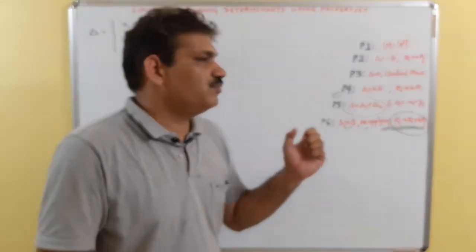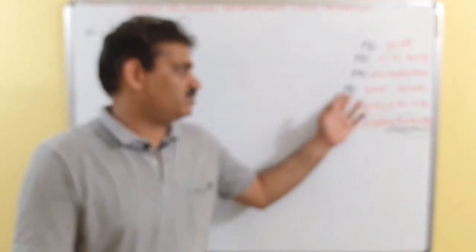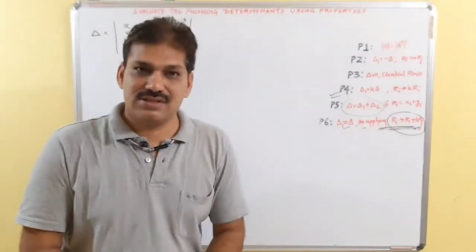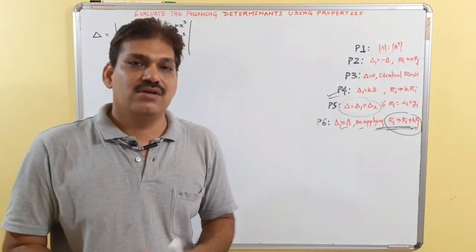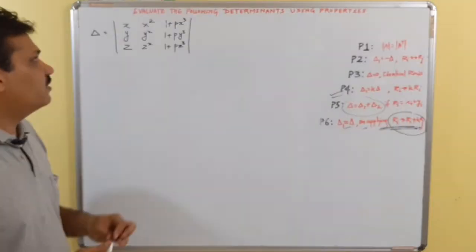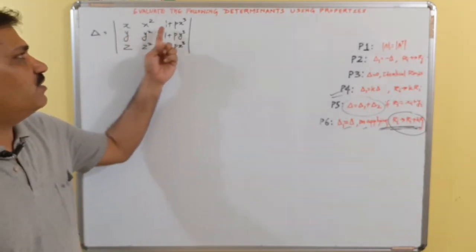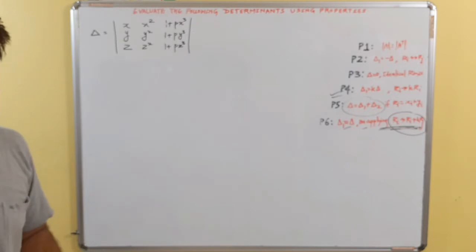Well, now you may be curious about the remaining properties, because in most of the questions we have used property 4 and property 6. So let us take a question which includes almost all properties. Here is the question. The determinant delta is x, y, z, x square, y square, z square, 1 plus px cube, 1 plus py cube, 1 plus pz cube.